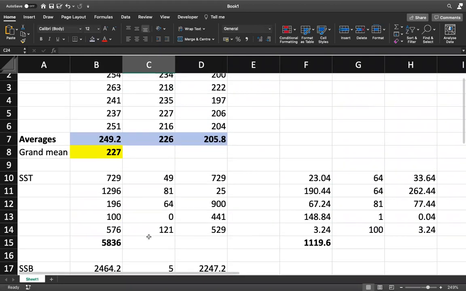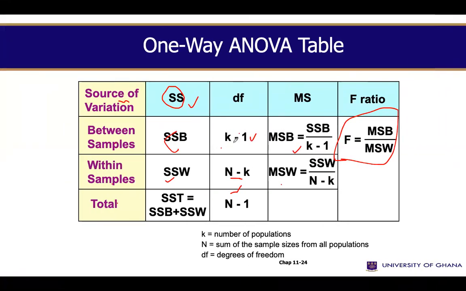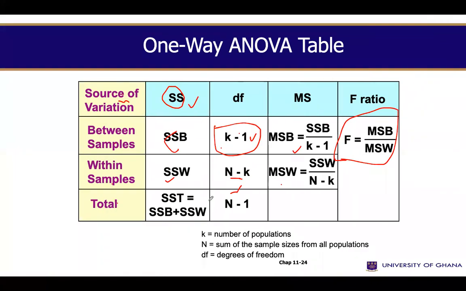Our degrees of freedom: for the between samples, it is K minus 1. K is 3, right? So we have 3 minus 1, which gives us 2. And then for the within groups, it is N minus K. N was 15, K is 3, so we have 12. And of course, our total will be 12 plus 2, which gives us 14.